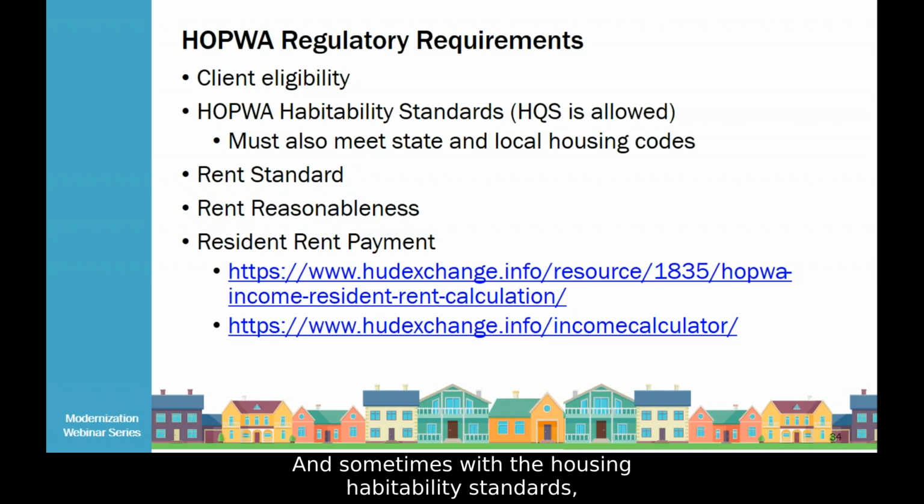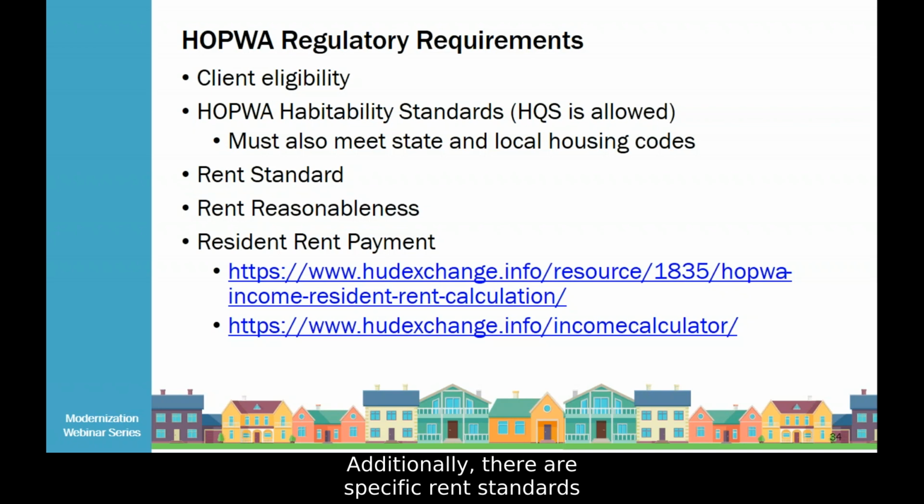And sometimes with the housing habitability standards, it may seem like another hoop to have to jump through to meet these standards. But it's just important to remember that these standards are in place to ensure that the units are safe places to live, and that really is an important goal.